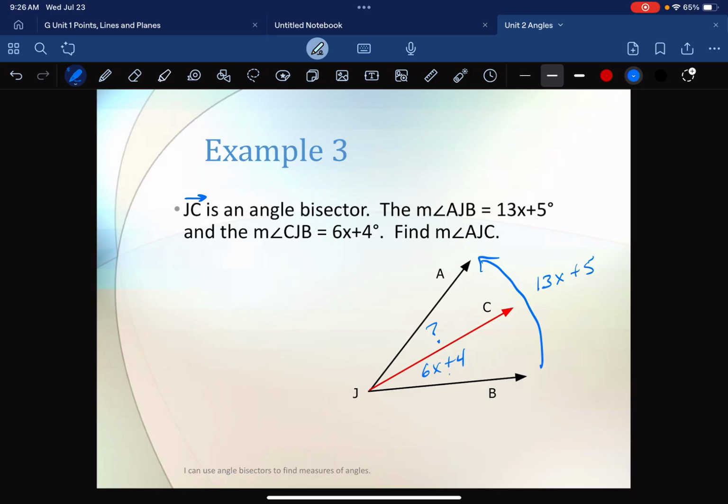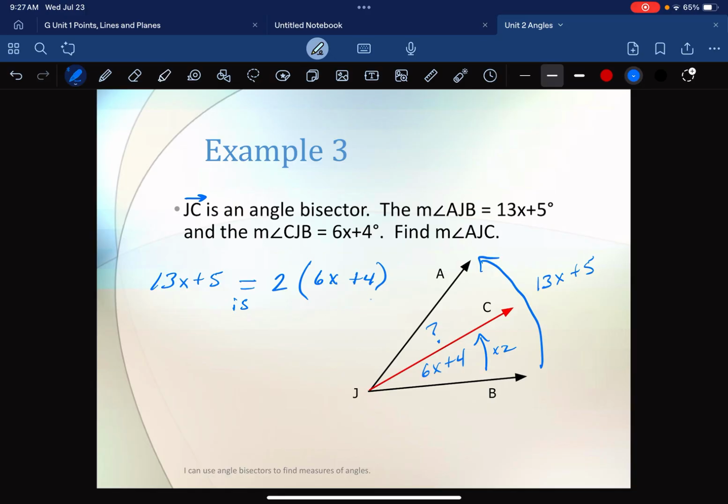Well, what am I going to do with these two expressions, the 6x plus 4 and the 13x plus 5? I need to write an equation, but what do I put on each side? Are those two things equal? No. I know that 13x plus 5 equals twice the measure of 6x plus 4. It takes two 6x plus 4s to equal the 13x plus 5 because this is the smaller angle. So this angle times 2 gives us the large angle.